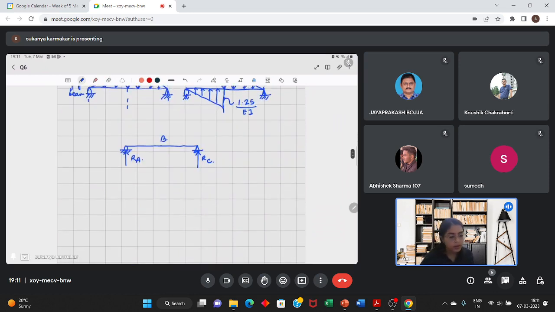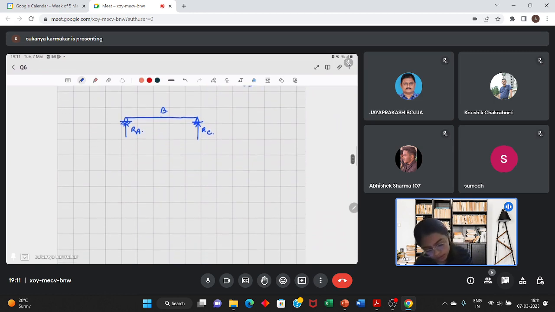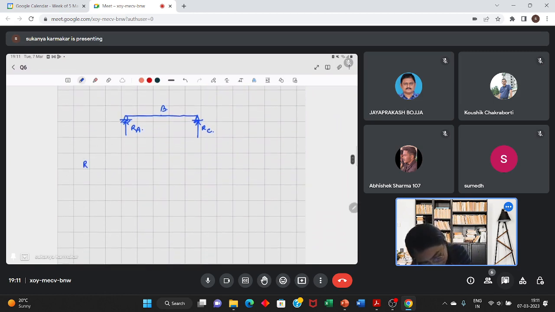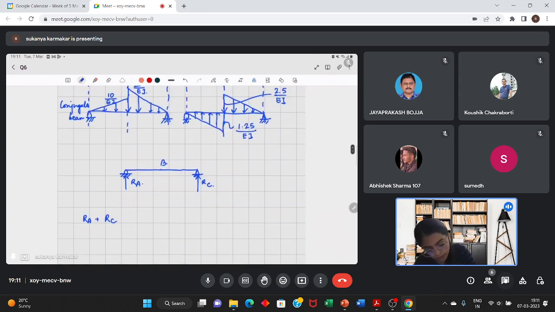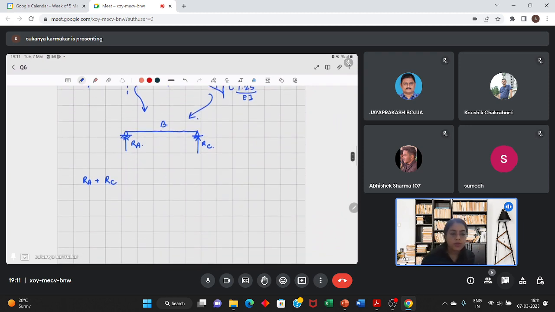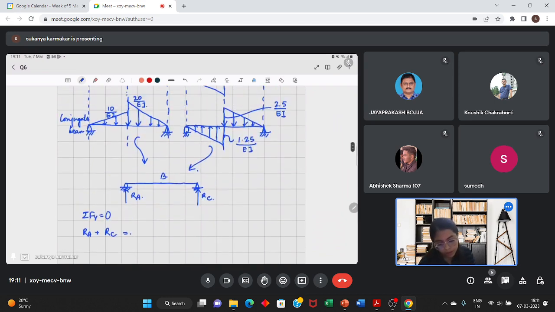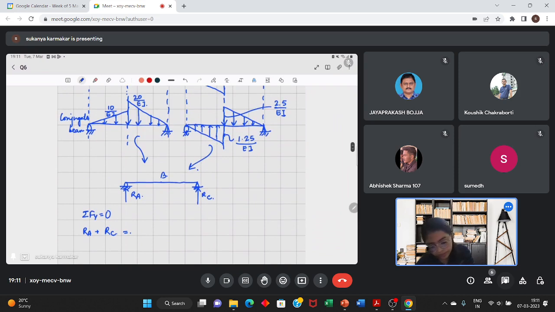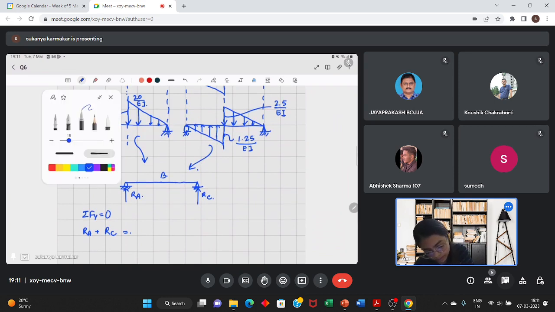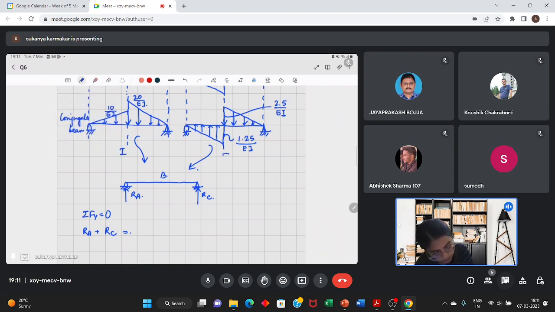So first I want to calculate the support reactions. RA plus RC, and the loading comes from here and here. So first I'm summing up the forces in the vertically upward direction. Summation of Fy is equal to 0. RA plus RC is equal to, first referring to this portion, this is the first loading and second loading. First referring to the first loading.